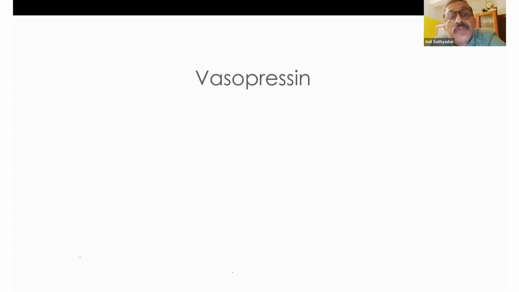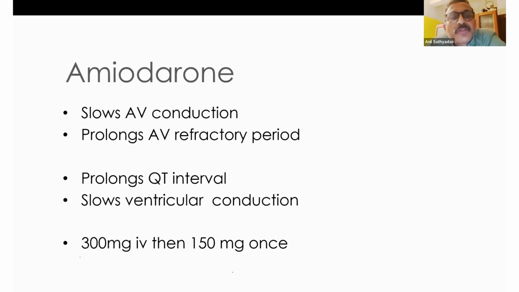As I said earlier, vasopressin has no role in the current guidelines as a vasopressor. It's not used at all as a vasopressor. Then we come to amiodarone. Amiodarone is a sodium, potassium, and calcium channel blocker. It blocks all three.